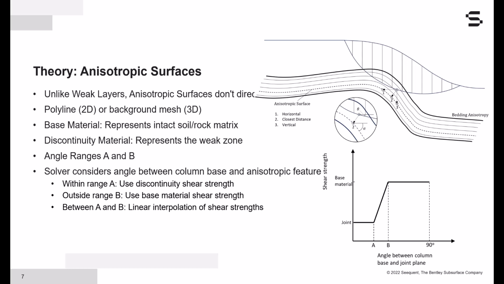The stability solver calculates the shear strength based on the angle between the column base and the anisotropic feature. If that angle is within the A range, the discontinuity shear strength is used. Outside the B range, the shear strength of the base material is used. For angles in between A and B, the shear strength is computed based on a linear interpolation.